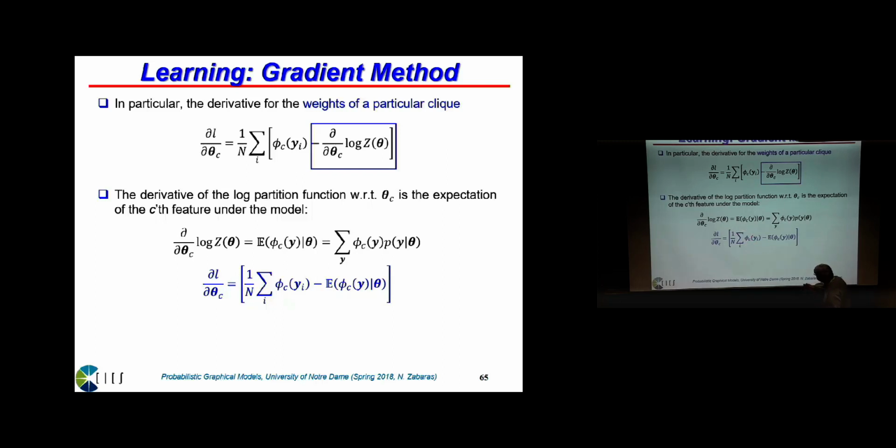So look at this and tell me, in a more compact notation, what is that? So 1 over n times, you have a data set of n points, and you compute this feature function c at all the data points. So what is that? It is the expectation of phi c of y with respect to what distribution?